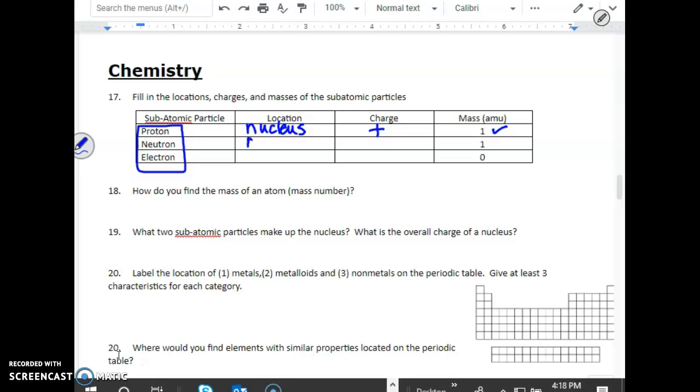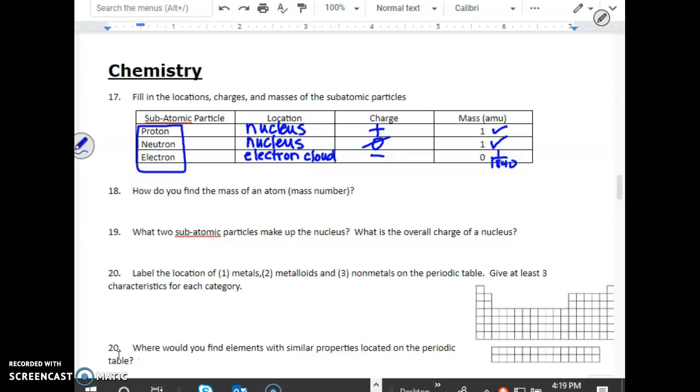Our neutrons are also in the nucleus with the protons. The neutrons are neutral, so they have no charge, and they also have a mass of 1 AMU. Our electrons are found in the electron cloud, or the shells, or the orbitals, or the energy level, whatever it is that you are comfortable knowing it by. It has an electrical charge of negative, and it has a very small mass. It's 1 over 1,840, which is almost 0. So they just say, hey, we're going to say it's 0.